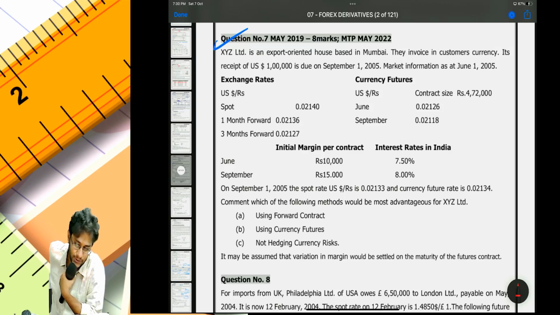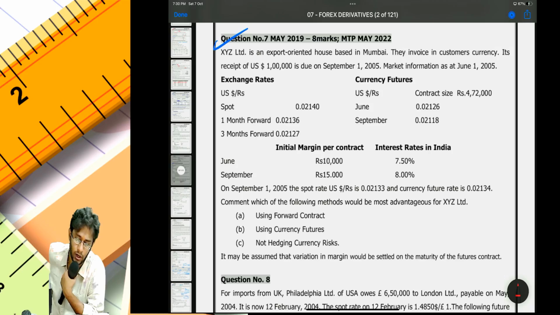XYZ Limited is an export-oriented house based in Mumbai. The invoice is in the customer's currency, meaning foreign currency. Its receipt of $1 lakh is due on 1st September 2005. So a September 1st receivable is there. Market information as at June 1, 2005 is given. So standing on June 1, how much is the remaining period? June, July, August, 3 months.